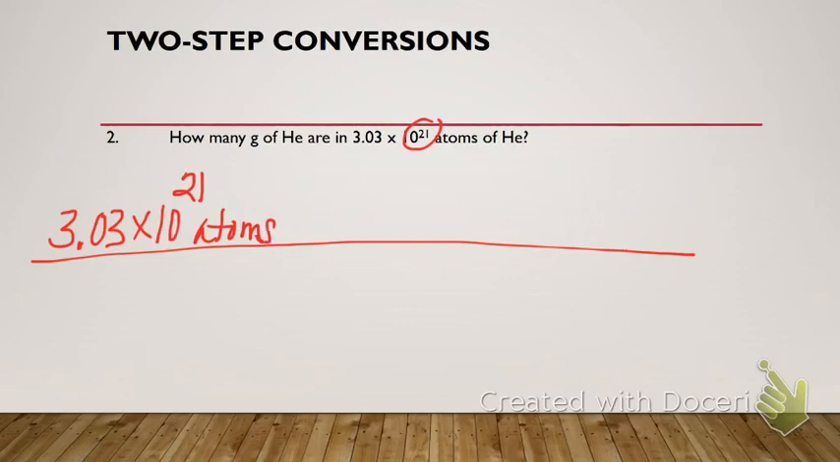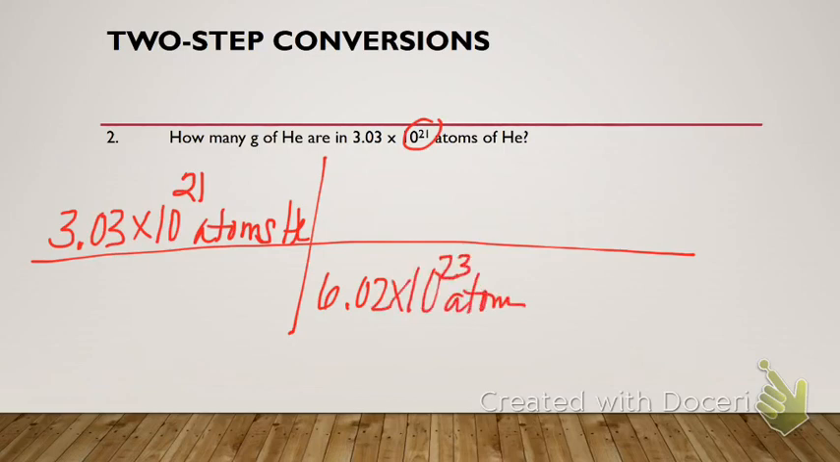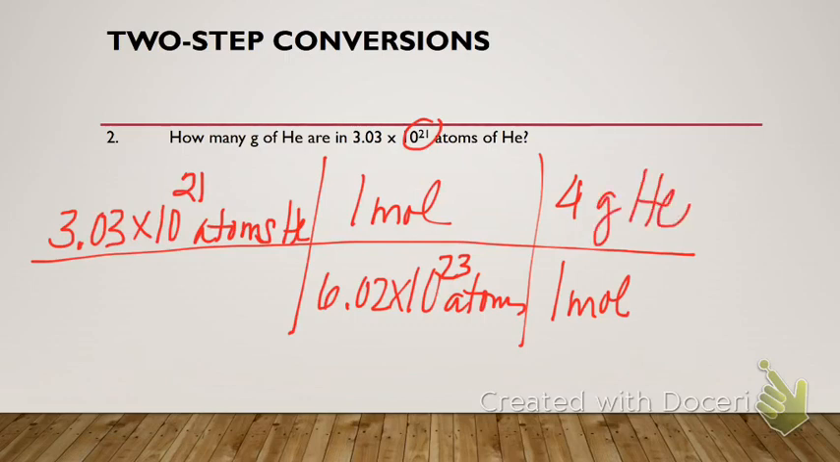So we have atoms of helium. I want to get rid of atoms of helium. So what do I put on the bottom? 6.02 times 10 to the 23rd atoms per 1 mole. And then 1 mole is 4 grams of helium. Someone do that very quickly so we can get an answer, and then y'all can go to lunch.